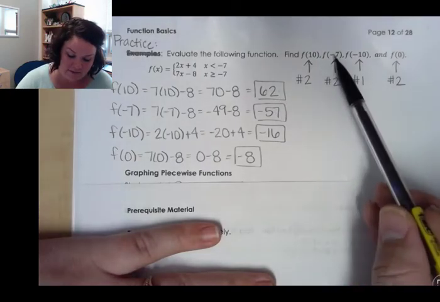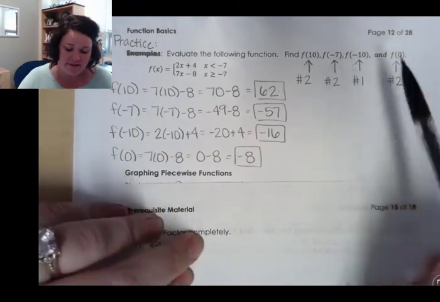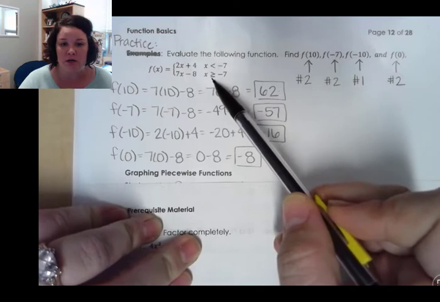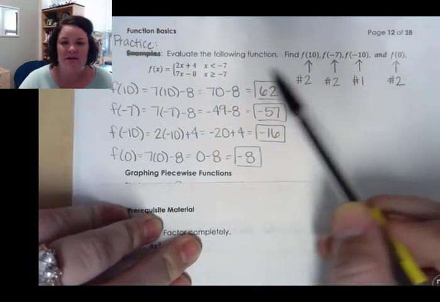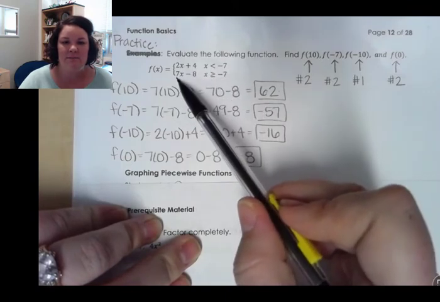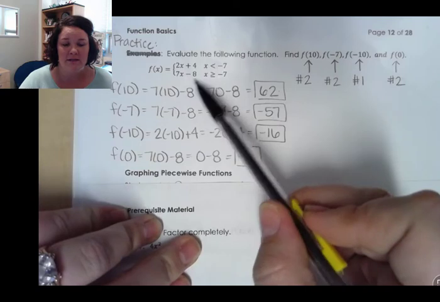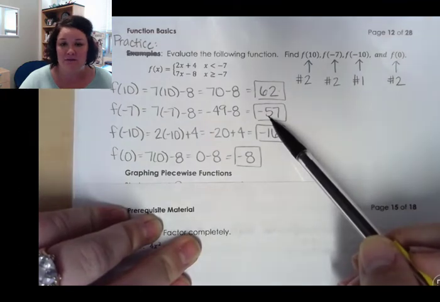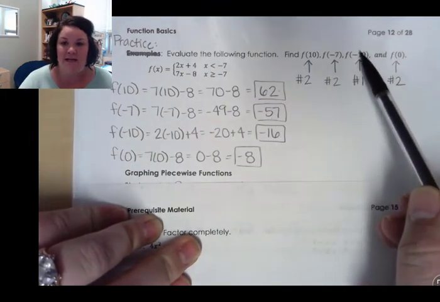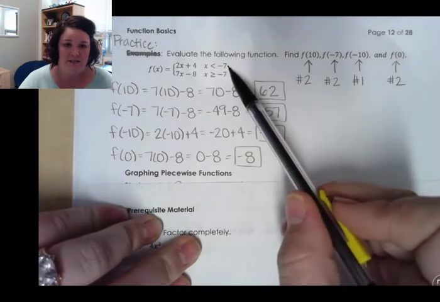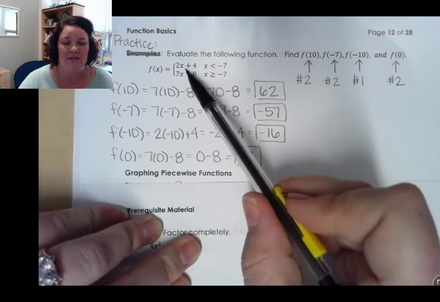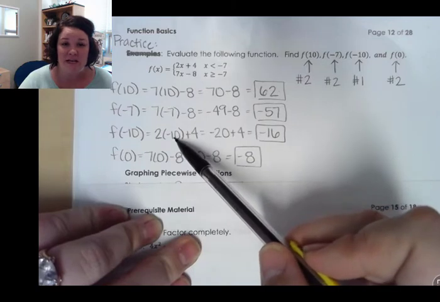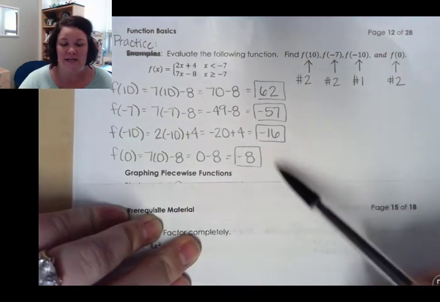Okay. Then I look at -7. -7 actually shows up on both of these, but only the second piece includes -7 with the little equal to bar. So f of -7 is going to be plugged into the second piece. Second piece says to do 7 times my input minus 8. So I do 7 times my -7 input minus 8, which simplifies to -57. Okay. When I look at f of -10, -10 is smaller than -7, so it's going to get plugged into this first piece. The first piece says to do 2 times my input plus 4. So I do 2 times my input of -10 plus 4, which simplifies to -16.